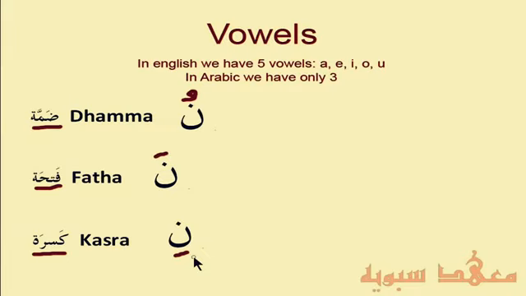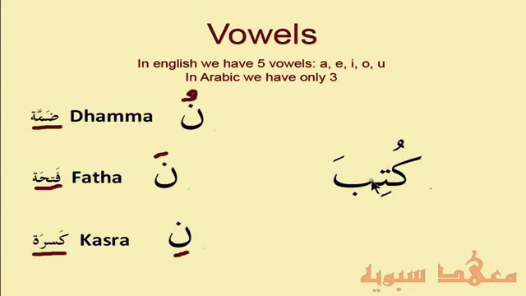Now, it's a good idea to memorize these three names, Dhamma, Fatha and Kasra, which will help you through your studies in Arabic. So let's do an example of a word that has these three vowels in the word. So let's try to pronounce this word. We have a kaf, so it has a k sound, and on top of it is a dhamma, so there's an u sound. So that would be ku. Then we have the ta with a kasra, so that would be ti. So ku ti.